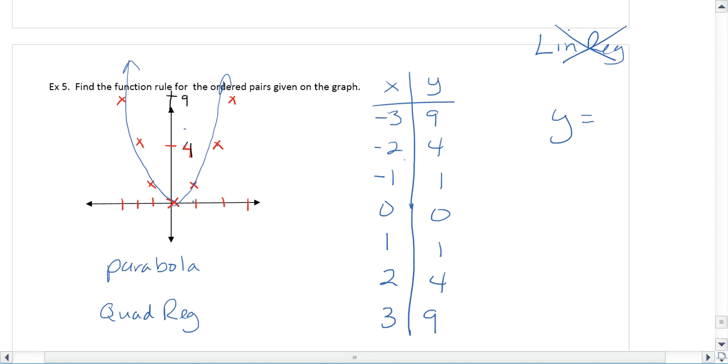But perhaps most of you have already seen what are you doing to x to get y, and every time we are squaring it. So I just wanted to show you this. It's not always linear. You can't depend on that. You have to look at the graph and rely on your knowledge of the shape.